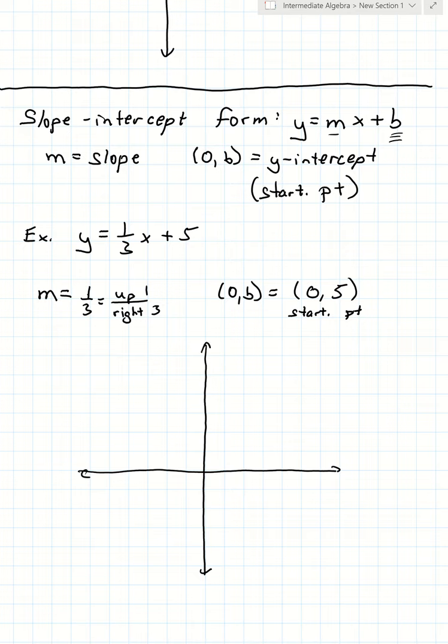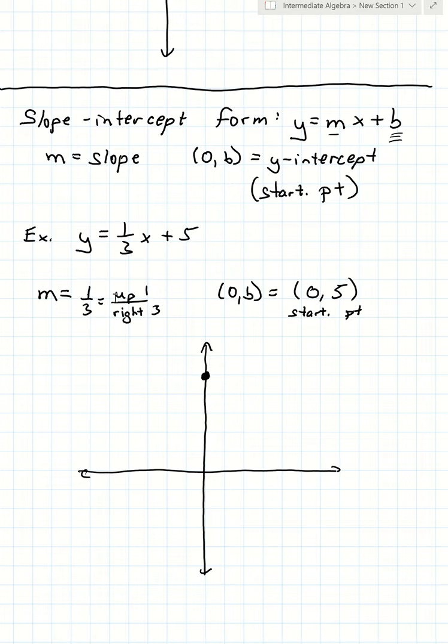I begin with my y-intercept at 0, 5. So here's the origin, 0, 0, and I have to go to the point of 0, 5. 1, 2, 3, 4, 5. So this is the location of 0, 5. That's where I'm going to begin my graph. But now I need another point.